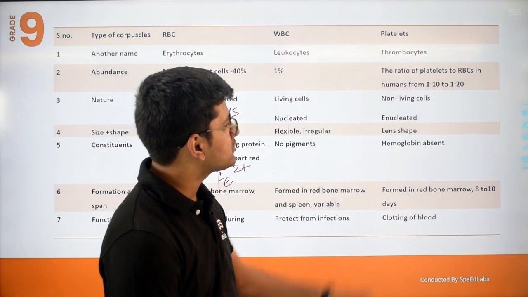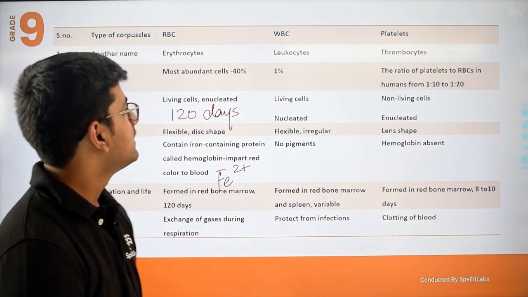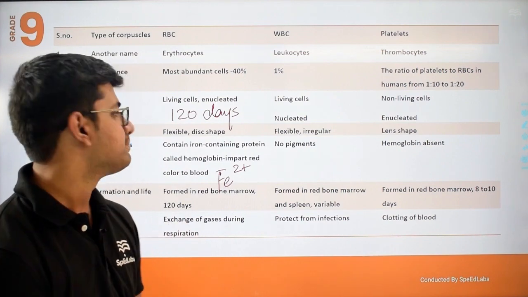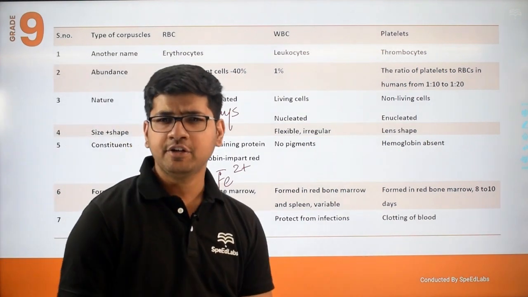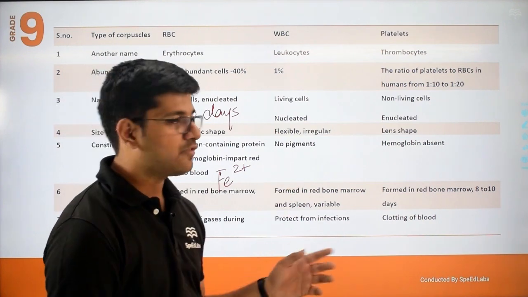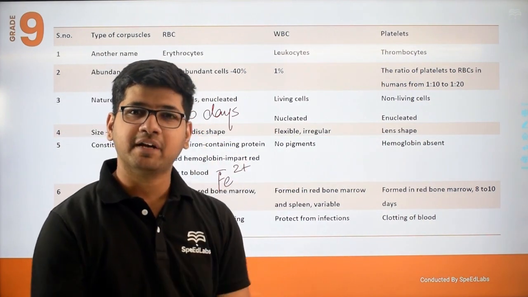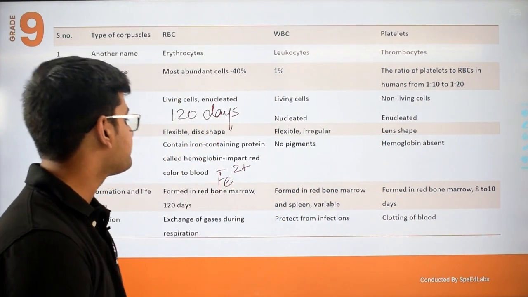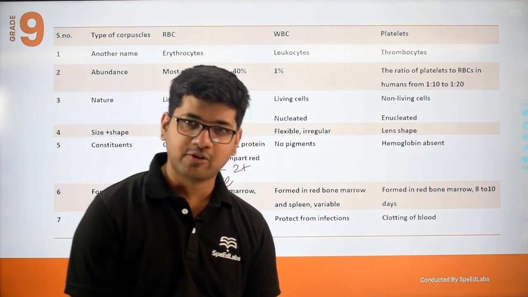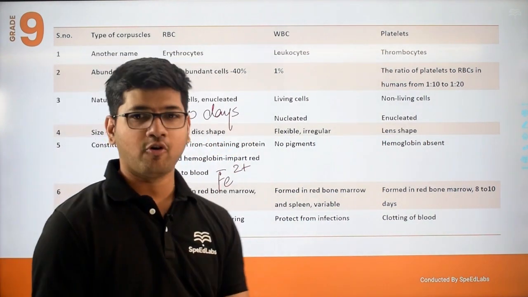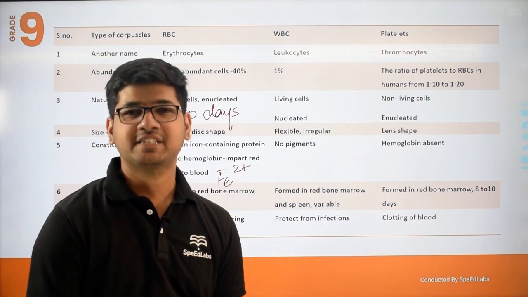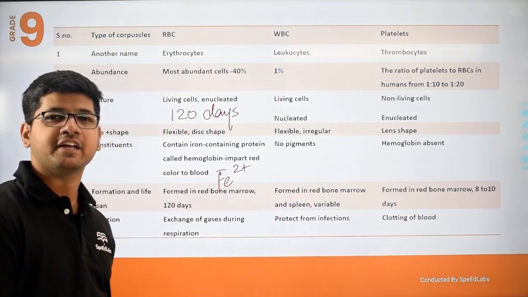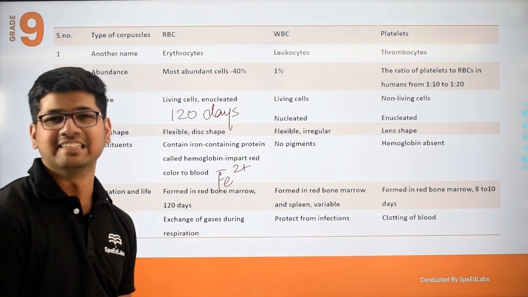Platelets, also known as thrombocytes, where the ratio of RBCs to platelets varies from 1:10 to 1:20. They are non-living cells, enucleated again, mainly lens shaped, like convex lenses, and hemoglobin is absent here. They again form in red bone marrow, have a lifespan of 8 to 10 days, and mainly perform clotting of blood. All right, so this is a gist to let you know about the functions and everything about these main three cells.